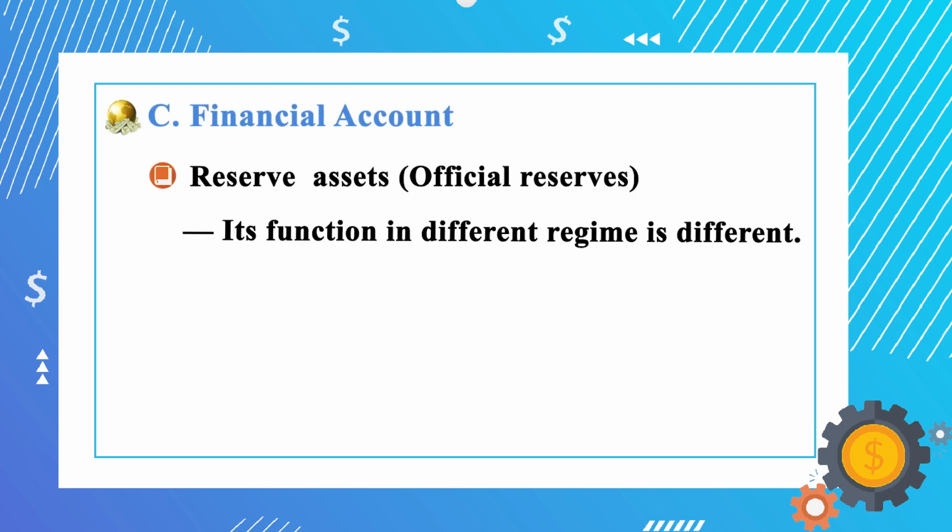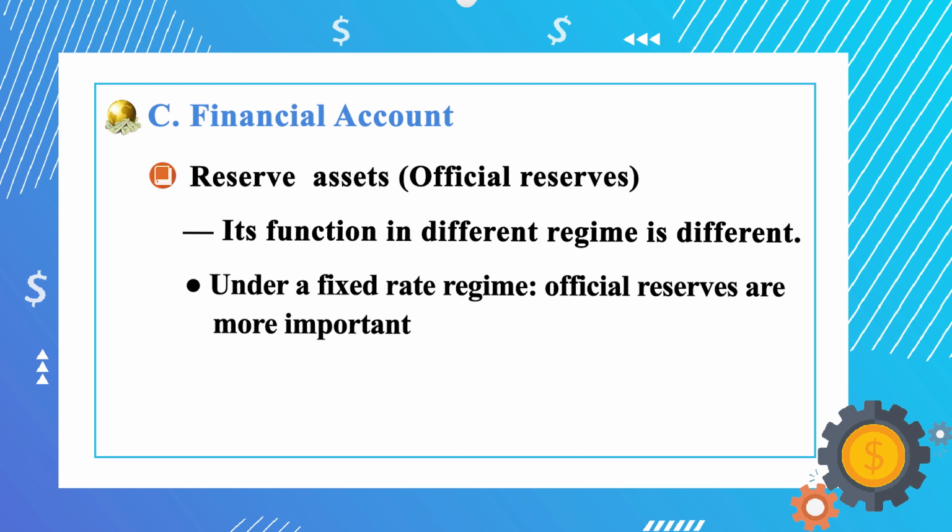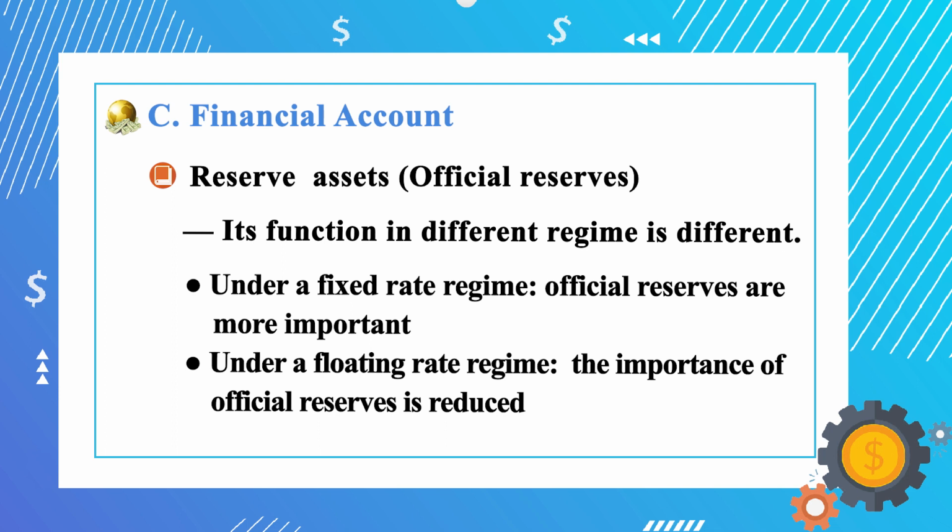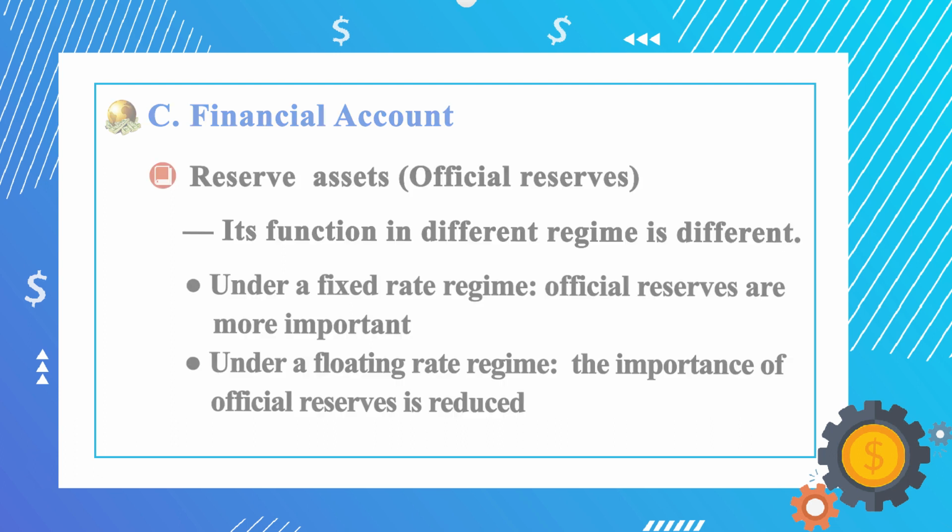The function of foreign exchange reserves in different regimes is different. Under a fixed rate regime, official reserves are more important, as the government assumes the responsibility to maintain parity among currencies by buying or selling its currency on the open market. Under a floating rate regime, the government doesn't assume such a responsibility, and the importance of official reserves is reduced.